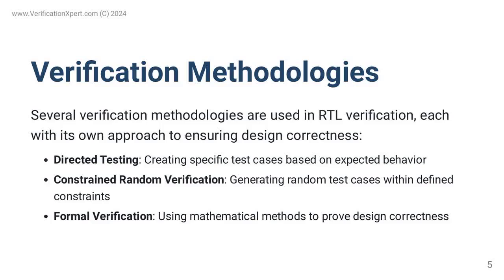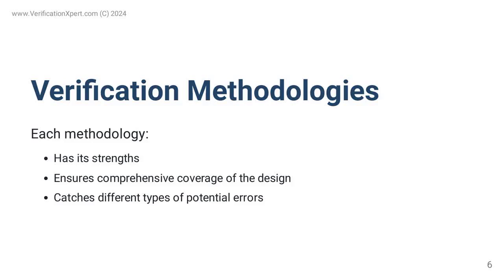There are several verification methodologies used in RTL verification, each with its own approach to ensuring the design's correctness. Directed testing involves creating specific test cases based on expected behavior. Constrained random verification generates random test cases within defined constraints. Formal verification uses mathematical methods to prove the correctness of the design. Each methodology has its strengths. They ensure comprehensive coverage of the design and catch different types of potential errors.